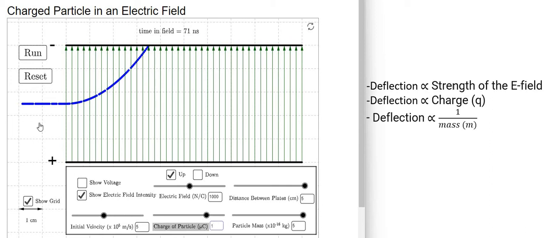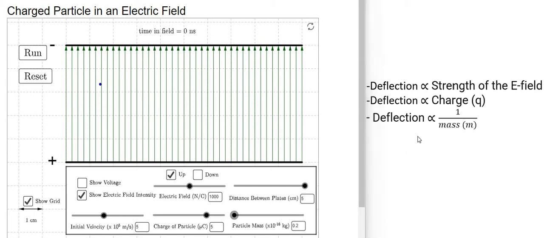You can see that as the magnitude of the charge is increased, the deflection is increased. If the magnitude of the charge is 1 microcoulomb, the deflection will be very less. You can see the deflection is very less. And if the magnitude of the charge is 5 microcoulomb, the deflection is very large. So it has been established that the deflection is directly proportional to the magnitude of the charge.